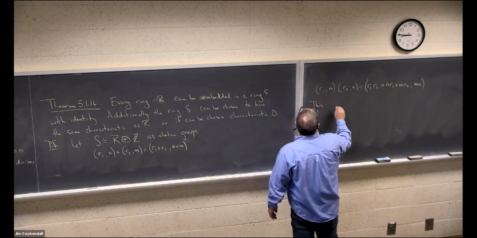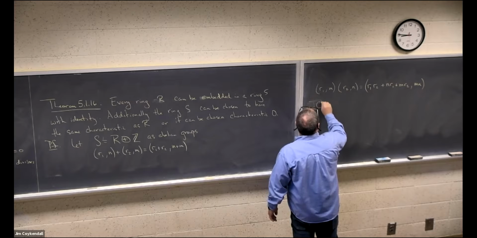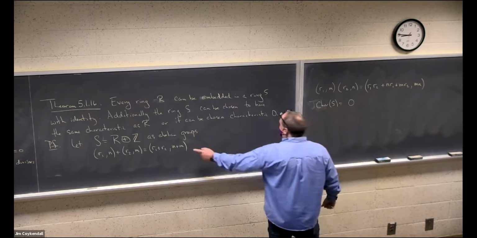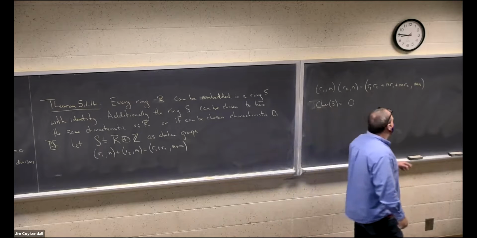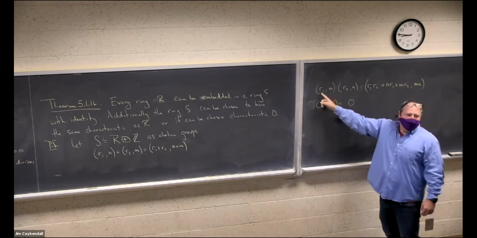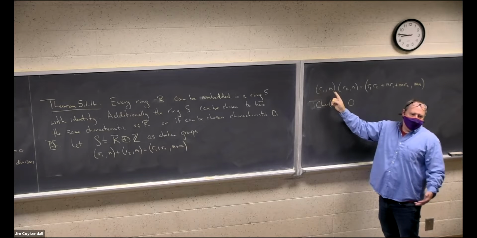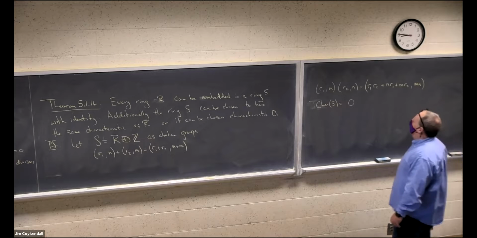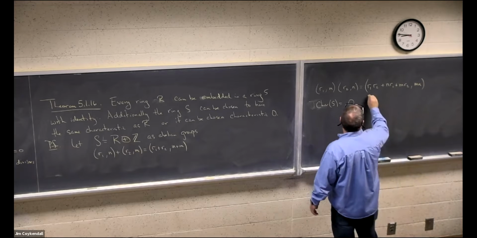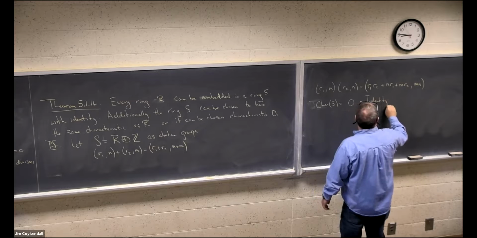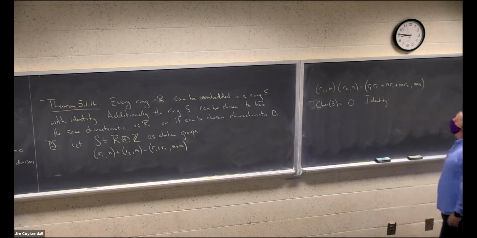This, well, it's characteristic is equal to 0, because actually it's pretty easy to see that if you take the element 0, 1 and add it to itself any n times, you never get the identity, right? So it's characteristic 0. And the identity, yes, this is what the identity is.